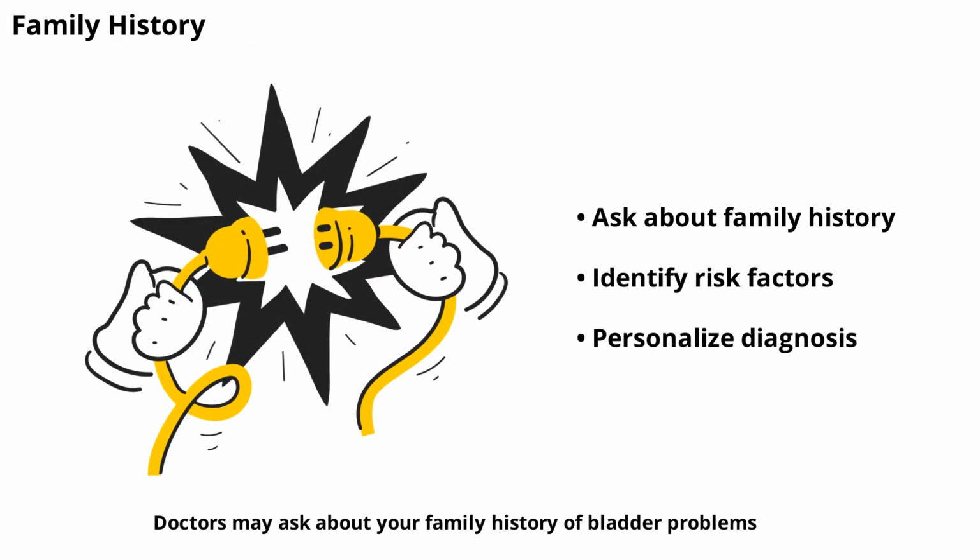Doctors may ask about your family history of bladder problems, autoimmune diseases, or chronic pain conditions. A family history can sometimes increase your risk for IC or related disorders. This information helps the doctor understand your overall risk profile and tailor the diagnostic approach accordingly.